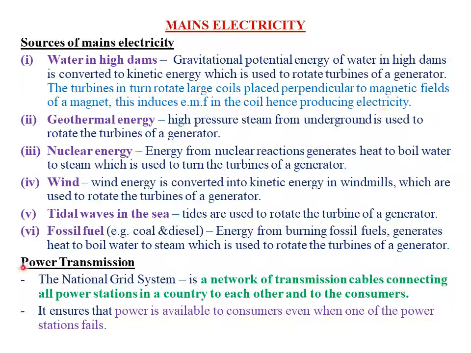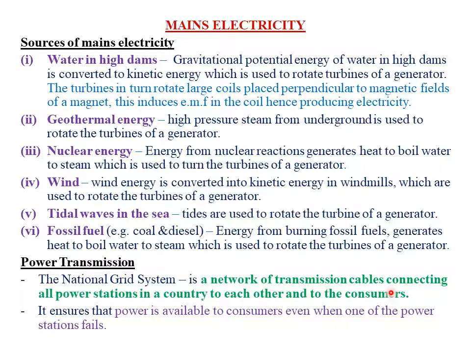Now, next, let's look at the power transmission. That is, how do we transmit power? Whereby we'll start by defining what we mean by the national grid system. So we are saying that the national grid system is simply a network of transmission cables connecting all power stations in a country to each other and to the consumers.